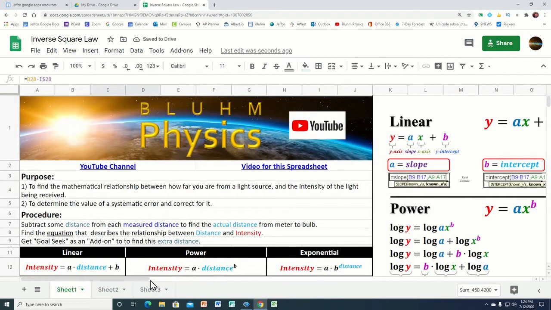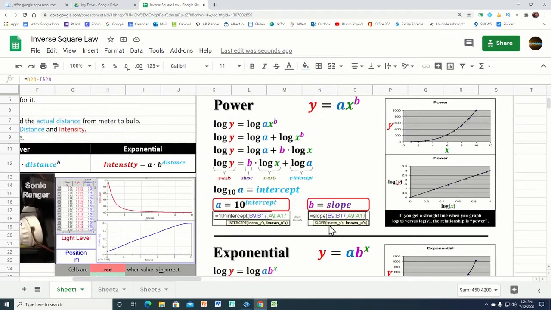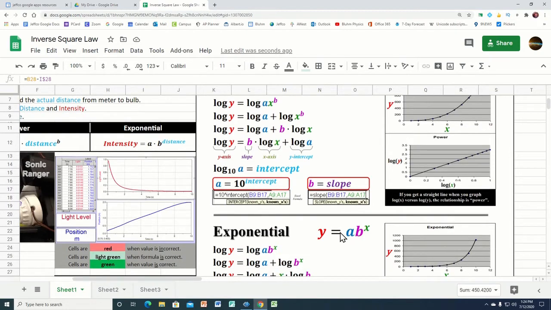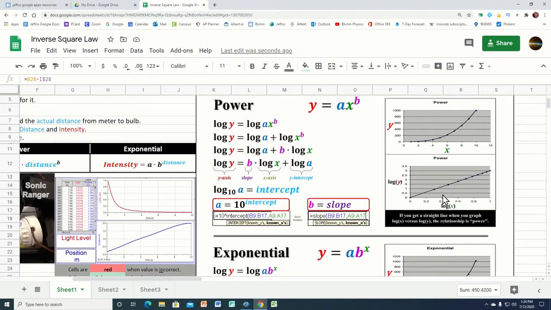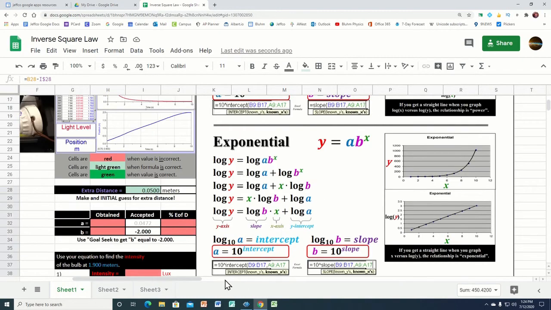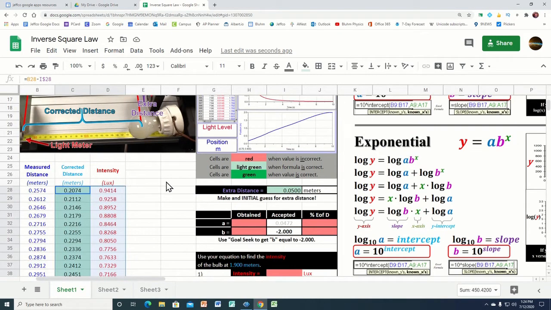All right, and I'm going to come up to the top here, and I'm going to remind ourselves what we had to do for power. If I graph distance and intensity and it curves, it might be power, it might be exponential, they both curve. But if I graph the log of the distance and the log of the intensity, if I get a straight line, then it follows this form. So what I need to do here is to come over and create this workspace here, where this is going to be the log of the distance and the log of the intensity here.